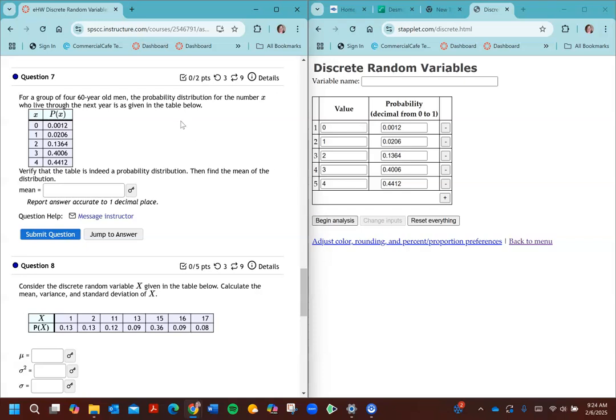So this is a group of 60-year-old men, and the probability distribution for the number X who will live through the next year is given in the table below. So it is number of 60-year-old men who will live through the next year. And if you're just doing a homework problem, again, you don't really need to write all the titles in. Then I'm going to hit Begin Analysis.